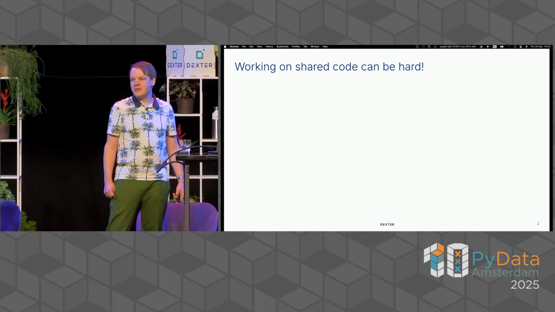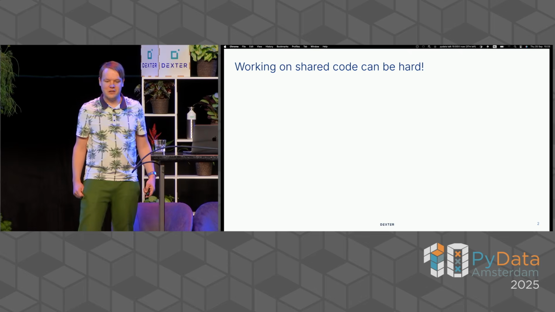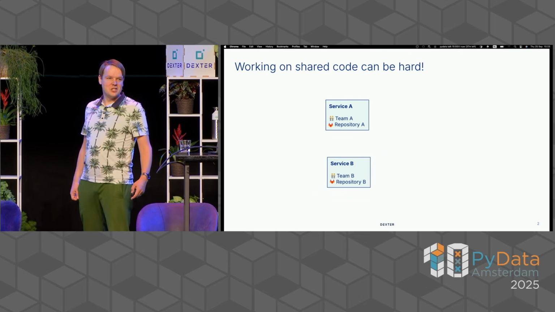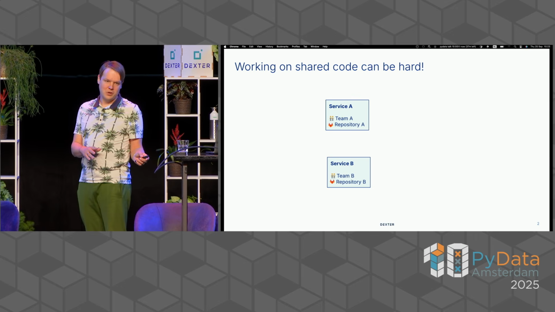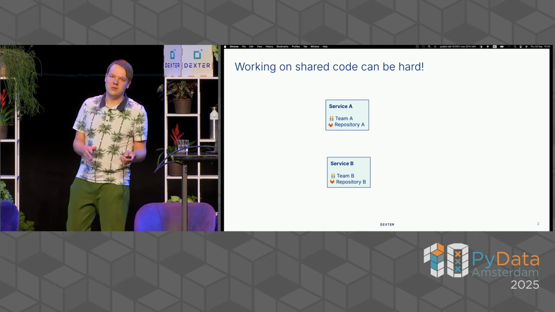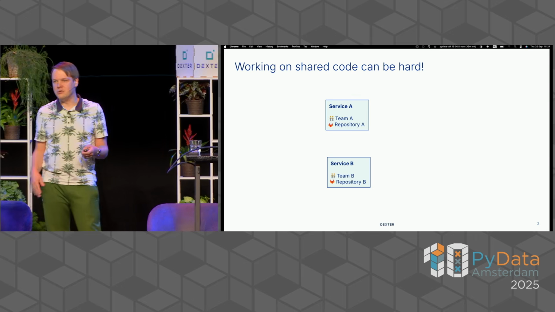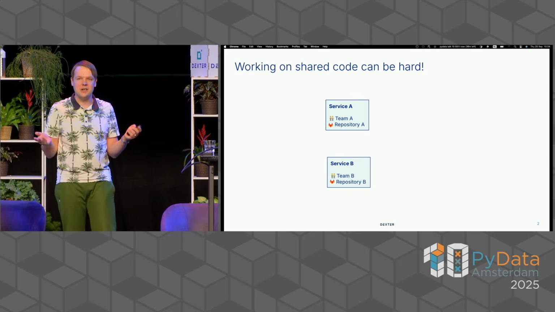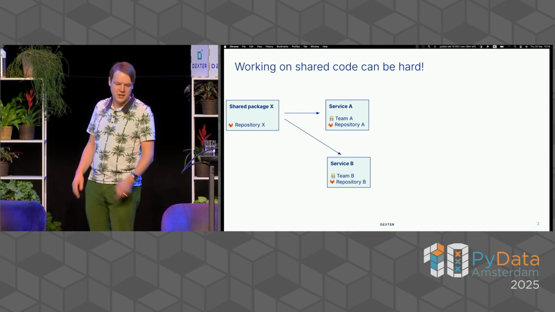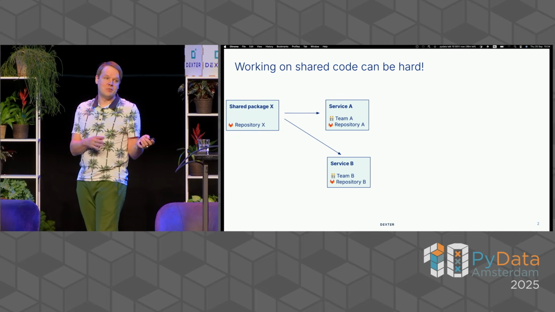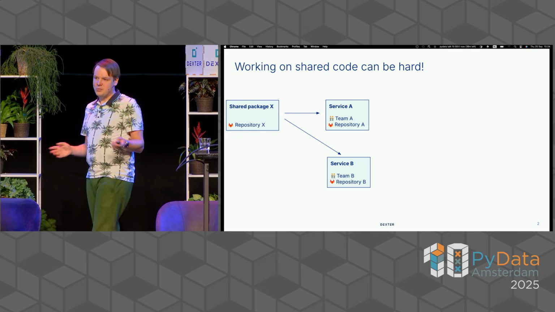As you probably know, working on shared code can be pretty hard. Suppose you have, for example, the situation where you have two teams, one working in one repository, one in another repository, and they are sharing a piece of code. This piece of code is a shared package, maybe on the internal PyPI or whatever your local setup is. But it's living in a separate repo, right? Suppose you're working in team A.